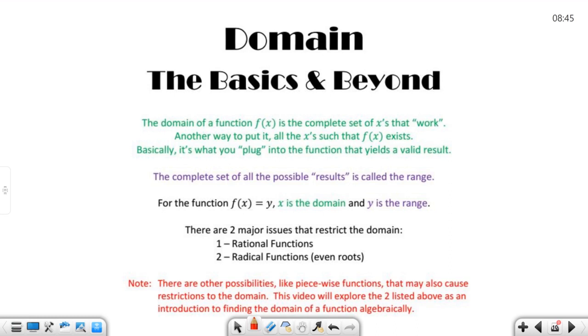The "and beyond" part: I talk about range a little bit here, and near the end of the video, I'm going to combine these two things, where I have a rational function with a square root, an even root in the denominator or the numerator. How do we put those two things together? That's the "and beyond" part. It's not way beyond, but it's a little more than just the basic thing.